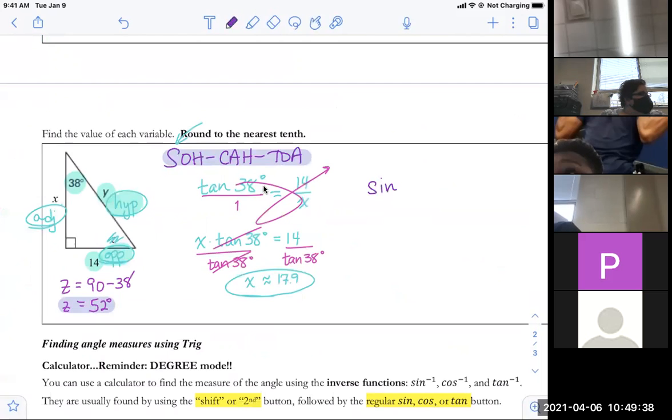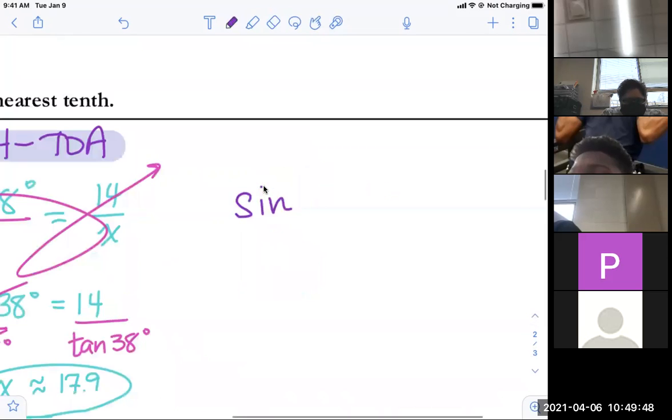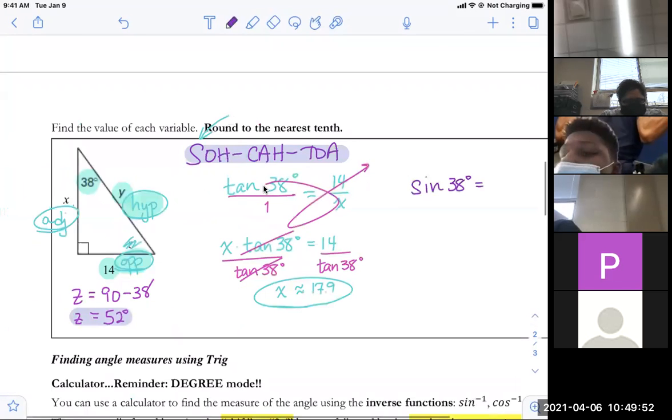The thing that comes after sine, cosine, tangent is always what? An angle. Okay, so sine, cosine, or tangent of an angle. So sine of 38 equals... No, I don't want you to do that yet. I want you to write an equation. Don't touch your calculator yet. Sine of 38 equals, I want the equation.